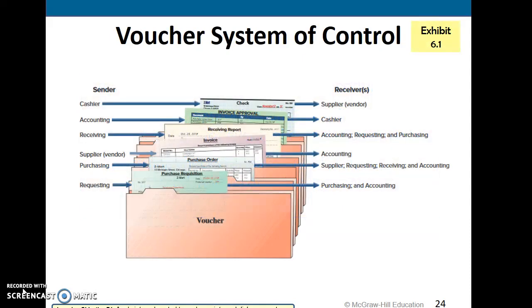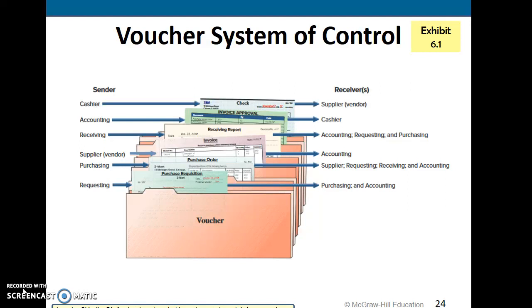Here's a voucher system. Look at a voucher system. So the sender has money goes from the cashier to the supplier. So if we're trying to pay a supplier for money that we owe the supplier, then the cashier is going to send that check over to the supplier, and they will receive that check. The accounting department, that information goes to the cashier.